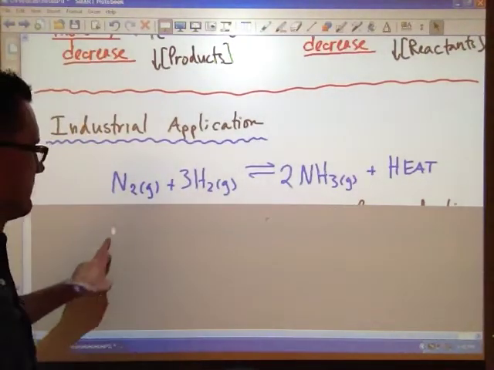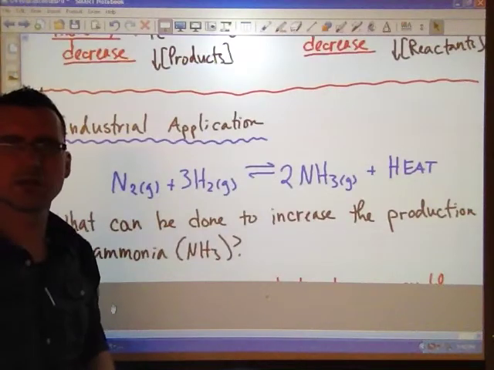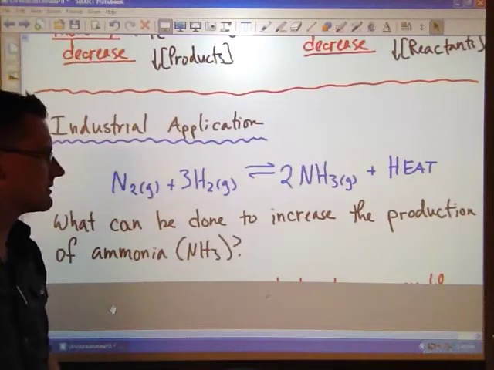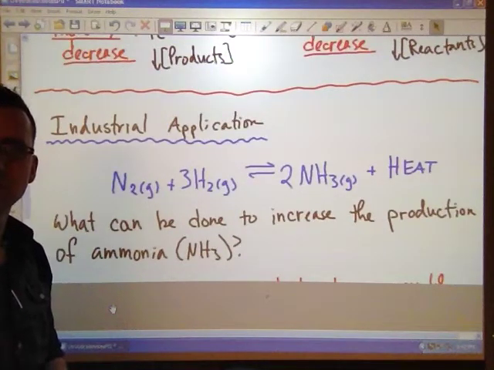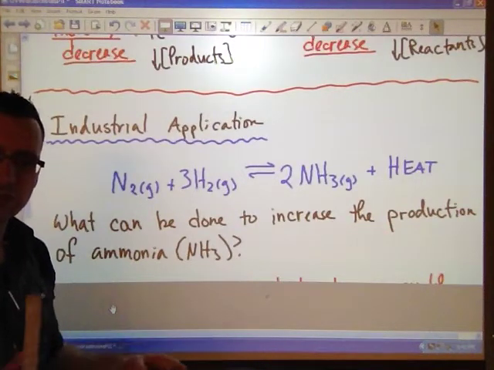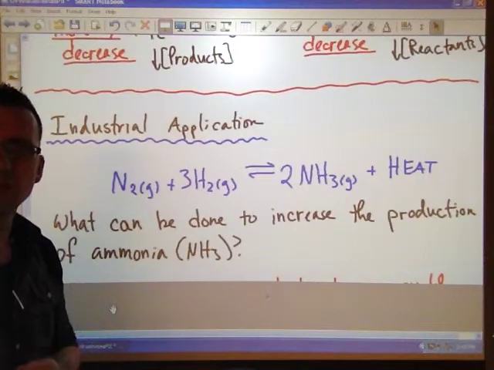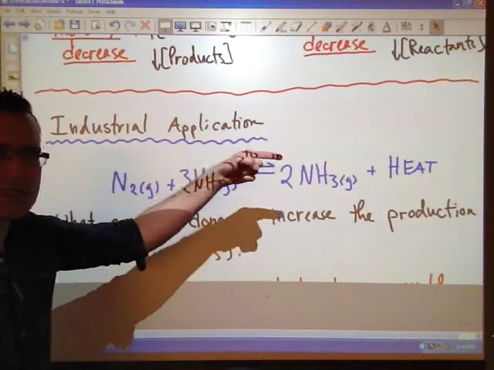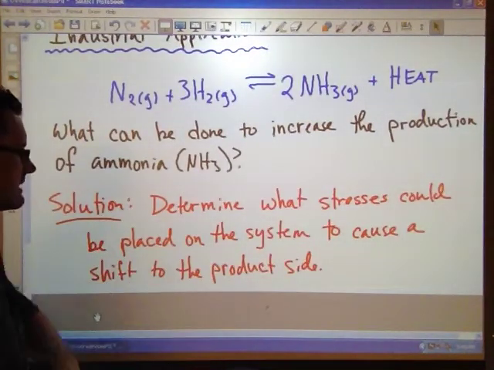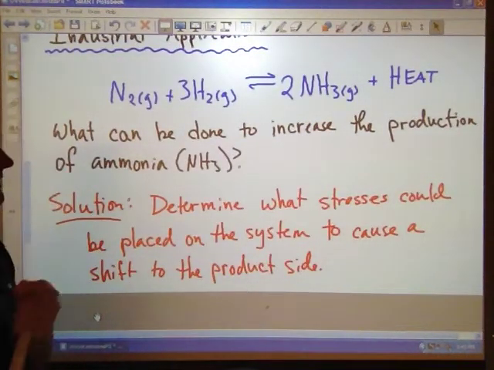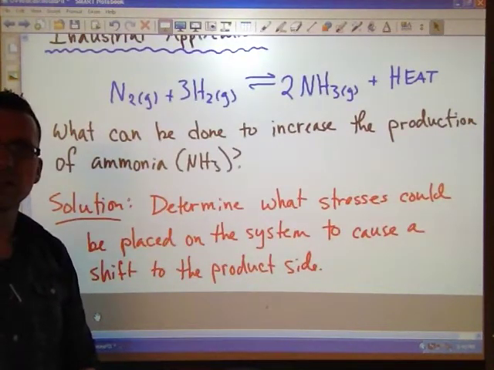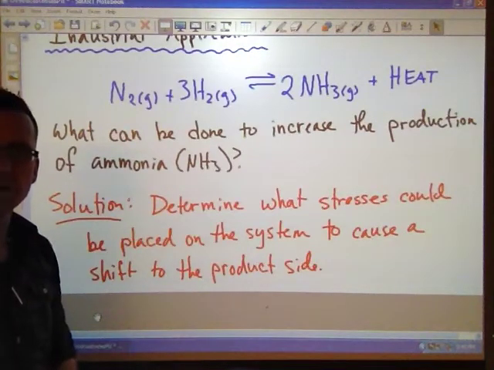Heat is released. So what an application, if you own this plant, of course you'd want to make as much ammonia as you possibly could. What are some things that you could do to increase their production of ammonia? And just thinking back to what we just did, what are changes in concentration, pressure or volume or temperature that you could do to cause things to shift in the direction of making more ammonia? So that's what I say here. The solution lies in determining what stresses could be placed on the system to cause a shift to the ammonia side, which is the product side.